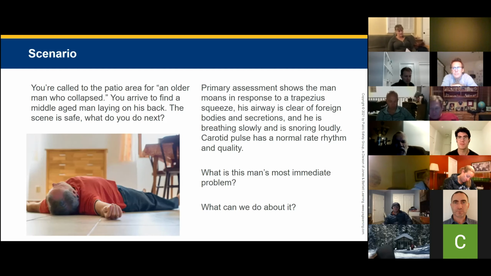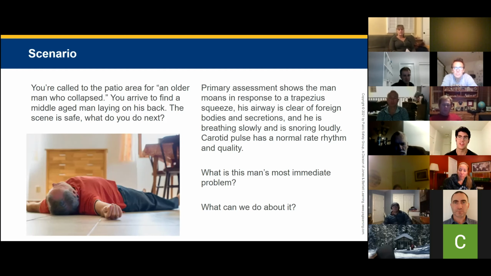So we're going to say that on the AVPU scale, this person is going to moan in response to a trap squeeze. So you walk up and you say, hey, you get nothing. You try and get a little bit louder. You get nothing. So you try and give them a little stimulus by squeezing their shoulder. And maybe they moan a little bit. And then you move on to your ABCDs, like you said.